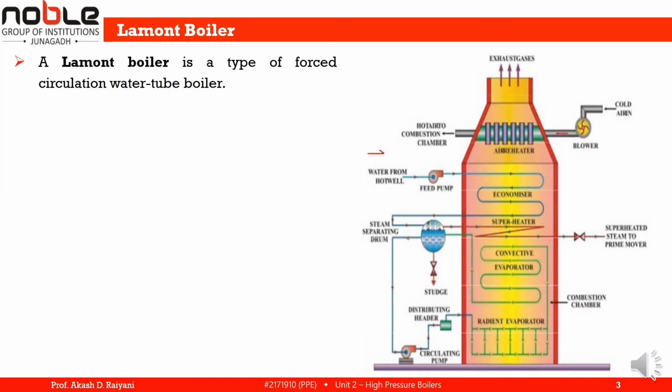The water from the hot well is supplied by the feed pump to the economizer. Here, most of the heat, which is sensible heat, is absorbed, and the water is supplied to the steam separating drum. The function of the steam separating drum is to separate the steam and water, and the bottom part of the water is circulated through the circulating pump and enters the distributing header.